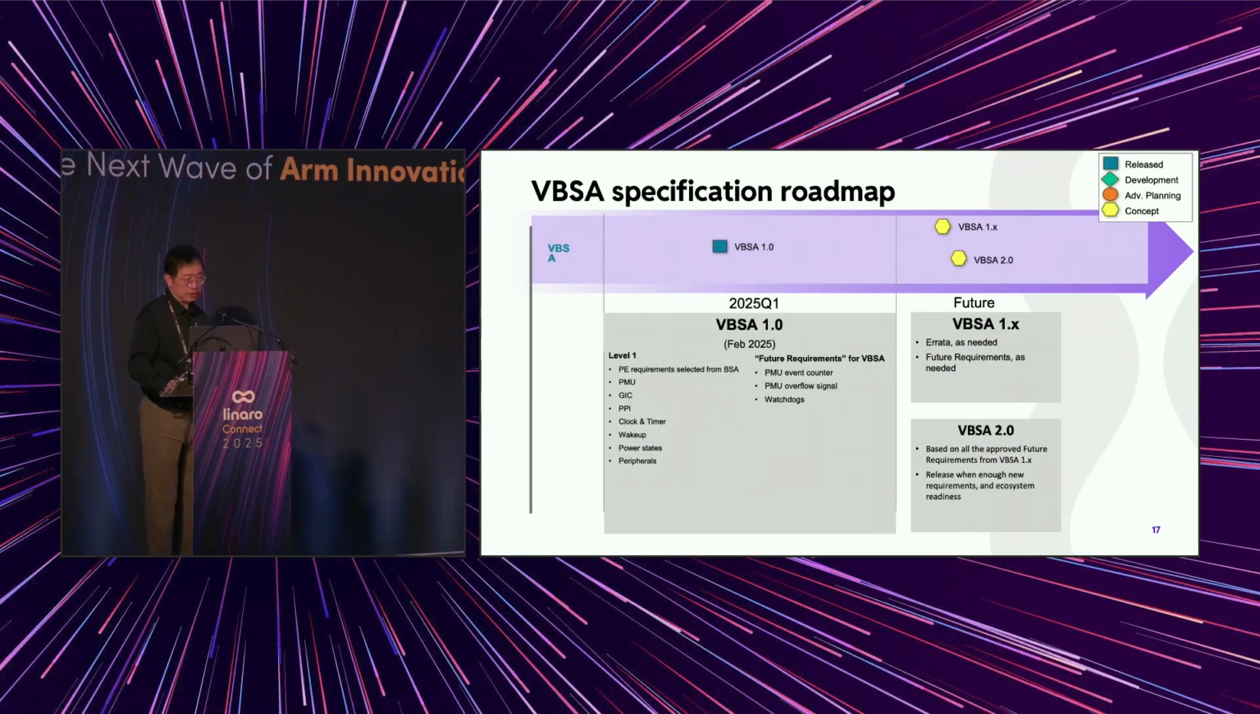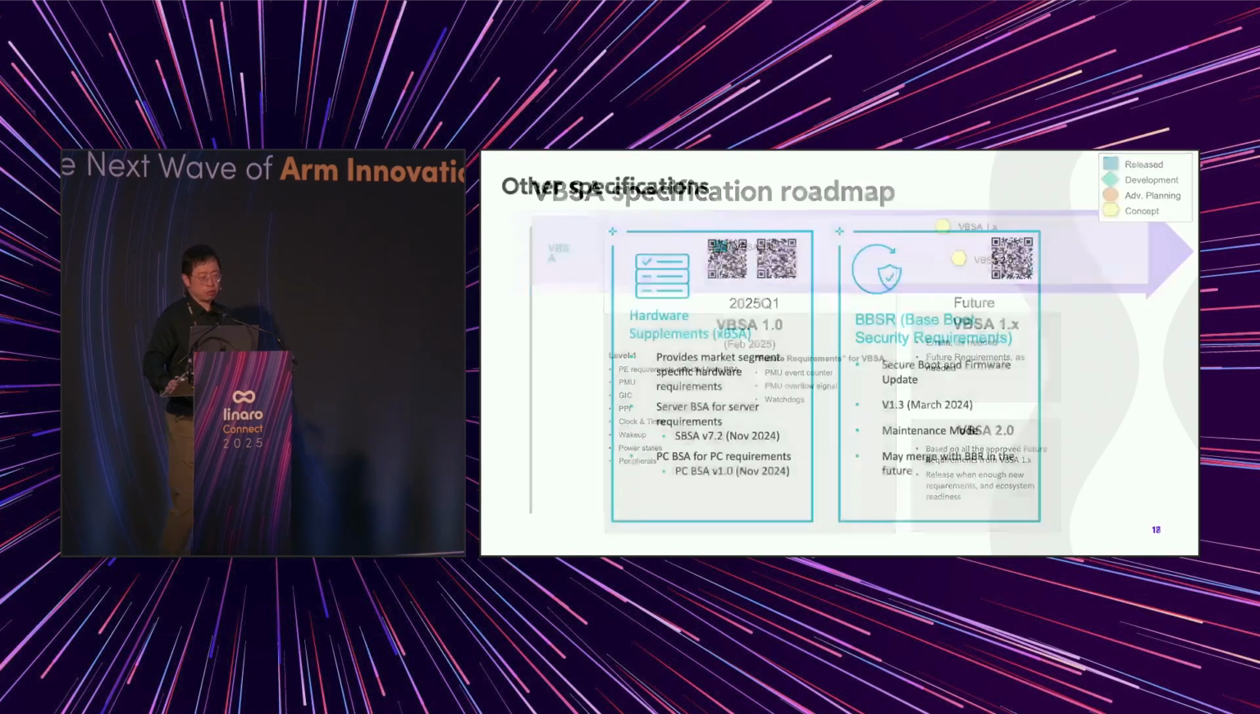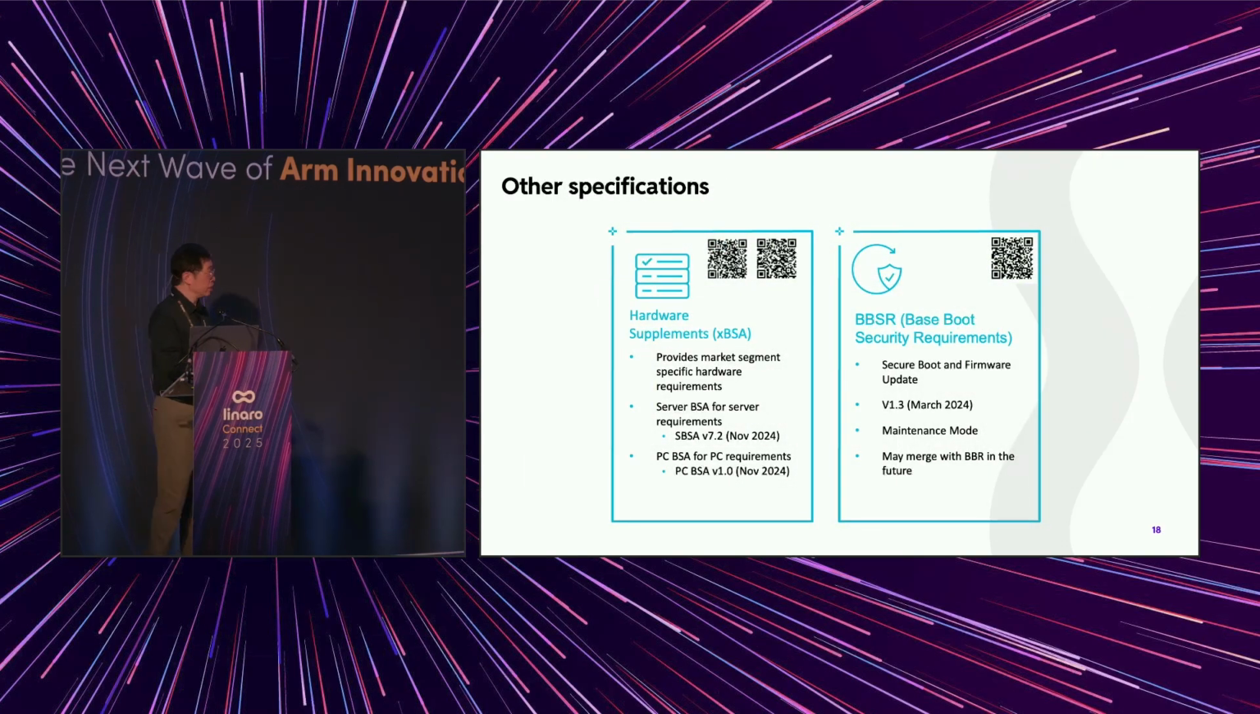I mentioned the VBSA. We published the VBSA 1.0. We're looking at the future versions, but there are not a whole lot of new requirements yet, so we don't know when the next version is going to be. We hope the 1.0 has captured most of the needs. And then there's certainly also, for servers, the SBSA, the Server Base System Architecture. I mentioned that we also created now the PC BSA for the PC side.